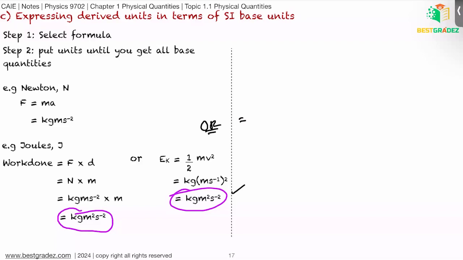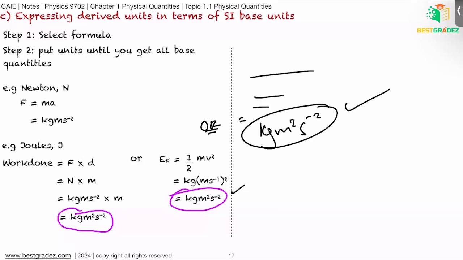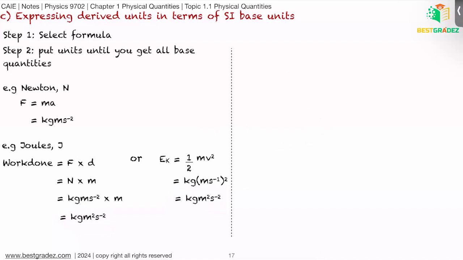If the final answer turns out to be kg m square s minus 2, it means the formula is good to go. Okay? So that is one of the uses of this whole process. It helps us verify new formulas.